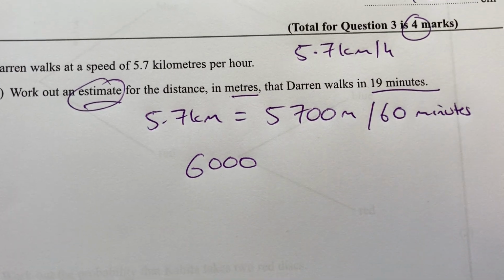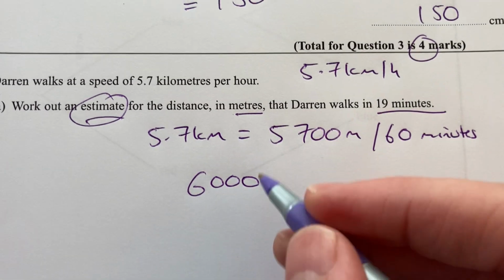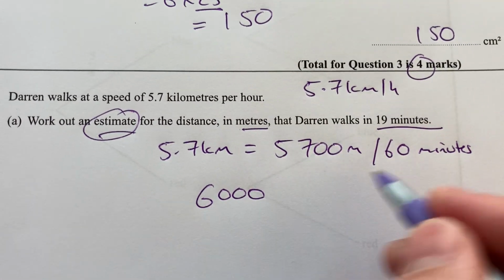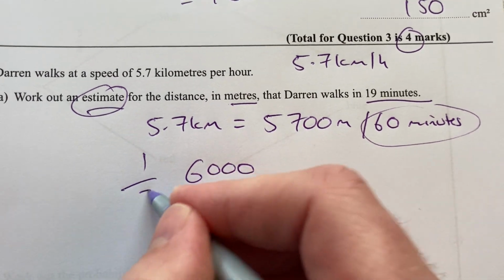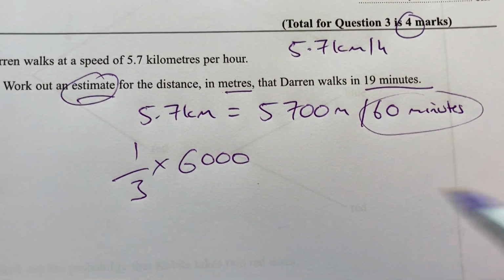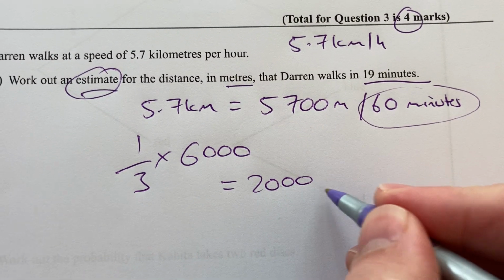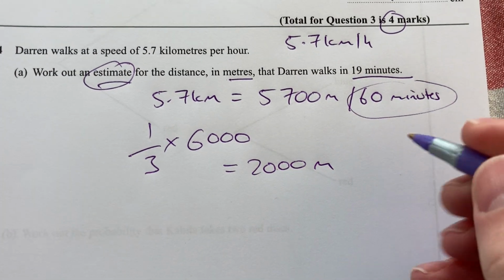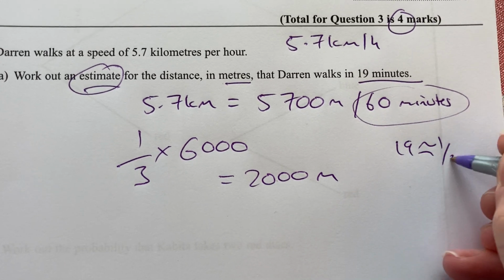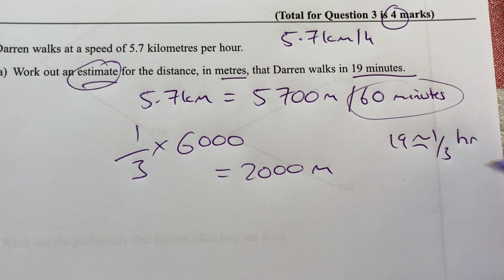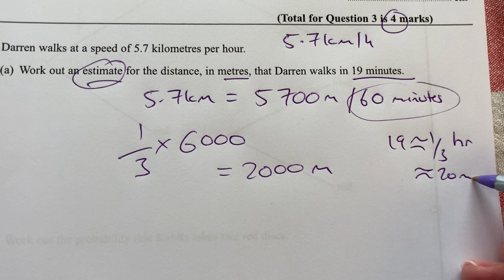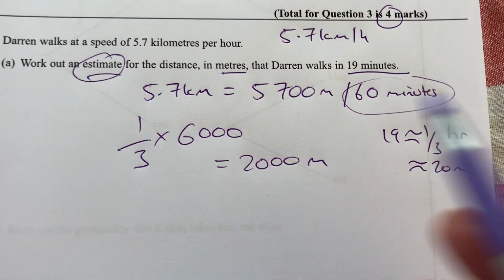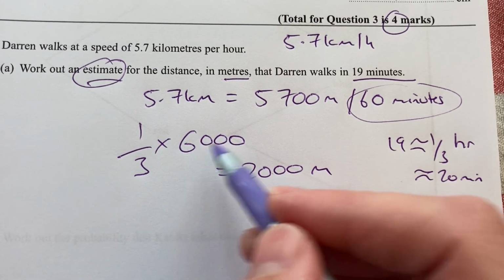19 minutes is roughly 20 minutes. So we want to work out an estimate for the distance he'd walk in 19 minutes, so in a third of that time. So I'm going to take 1/3 of 6,000. I'll end up with 2,000 meters. That would be my estimate because 19 minutes is roughly a third of an hour, so it's roughly 20 minutes. So I've taken a third of what he would have done in the full hour. But it's quite a drastic overestimation.